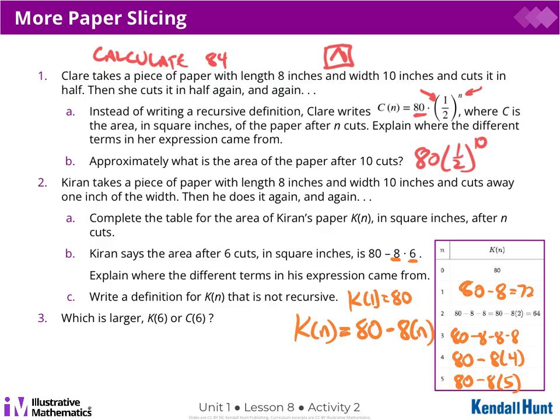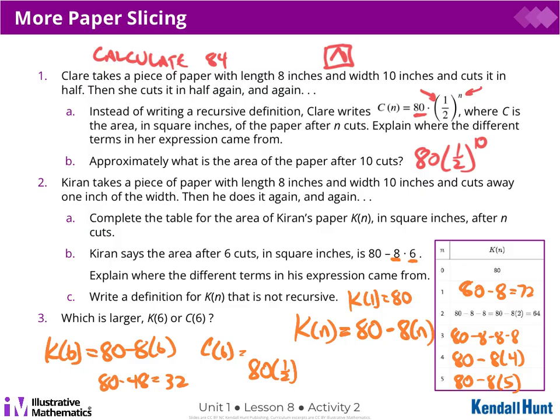Now, which is larger, K of 6 or C of 6? So for K of 6, 6 is our input. We do 80 minus 8 times 6. 8 times 6 is 48. 80 minus 48 gives us 32. Okay, now for C of 6, we have 80 times 1/2 to the 6th power. Put that in your calculator. It is 1.25, and we can see that K of 6 is bigger.